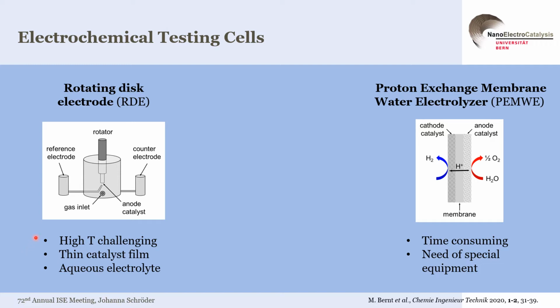For example, it's challenging to go to high temperatures in the rotating disk electrode, and as compared to the real device, only thin catalyst films and aqueous electrolyte are used. On the other hand, the setting up of a membrane electrode assembly is time-consuming, and also, for example, for catalyst film preparation, special equipment is needed.